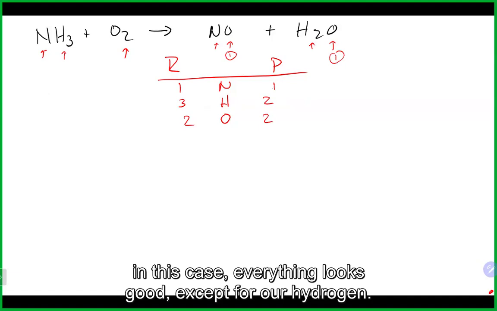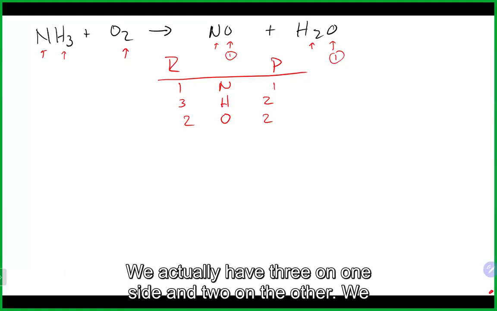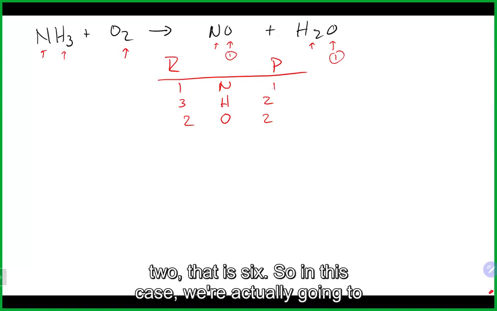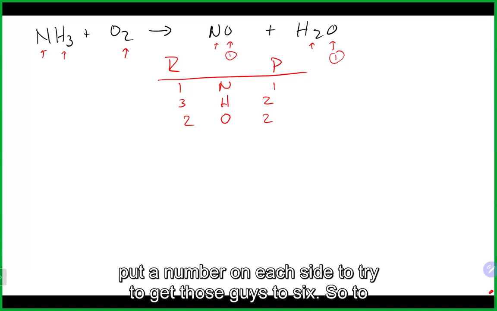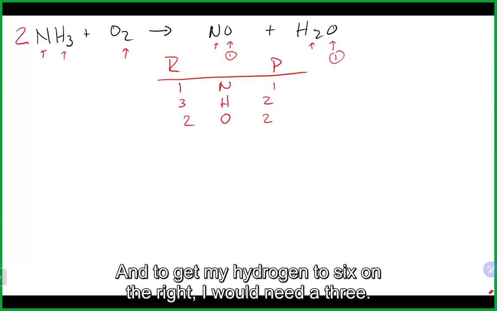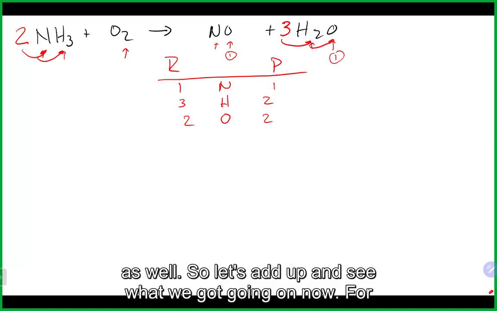So here in this case, everything looks good except for our hydrogen. We actually have 3 on one side and 2 on the other. We need like a common number there. If we take 3 times 2, that is 6. So in this case, we're actually going to put a number on each side to try to get those guys to 6. So to get my hydrogen on the left to 6, I would need to put a 2. And to get my hydrogen to 6 on the right, I would need a 3. Once again, like before, these will go to everybody behind it as well.